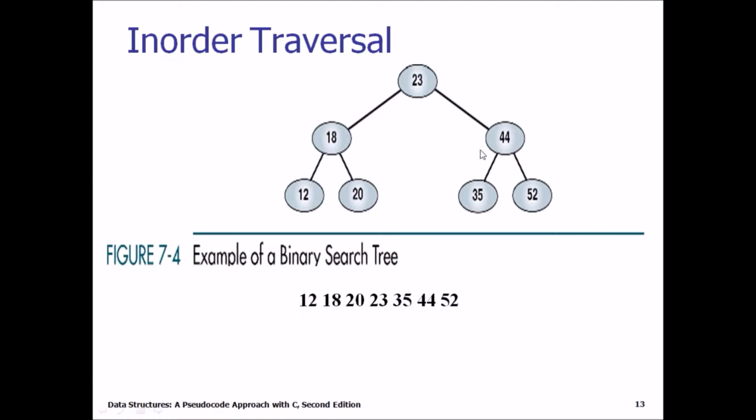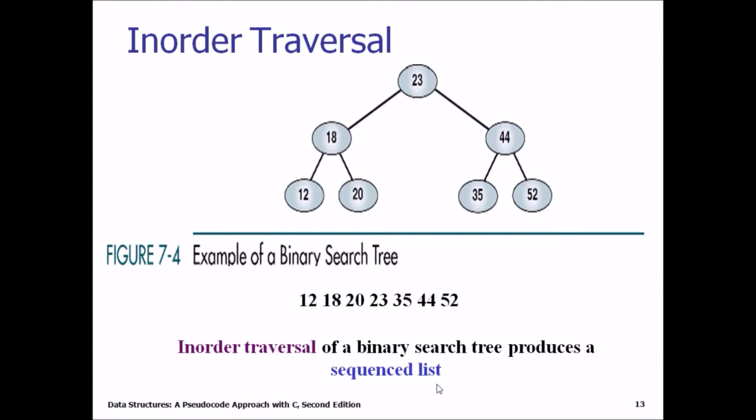So in order traversal of a binary search tree produces a sorted sequence. Now you can very well perceive that when we traverse in order, the numbers are automatically in ascending order.